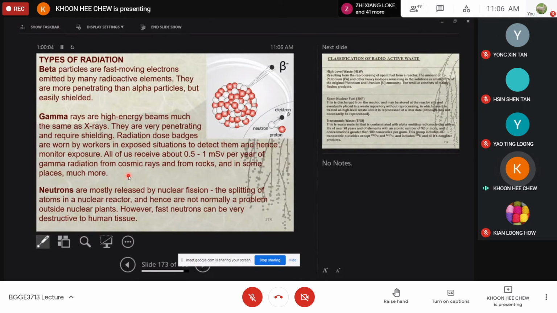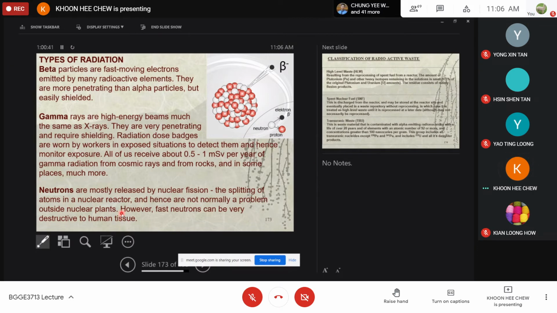The most dangerous one is the neutron, which can penetrate even a lead shield. Neutrons are mostly released by nuclear fission, the splitting of atoms, which only happens in the nuclear reactor. Hence it is normally not a problem outside the nuclear plant, because it is confined inside the reactor. Outside the nuclear plant, usually no neutrons are emitted. However, fast neutrons can be very destructive to human tissue. Just in case you are exposed to neutrons, it's very damaging.